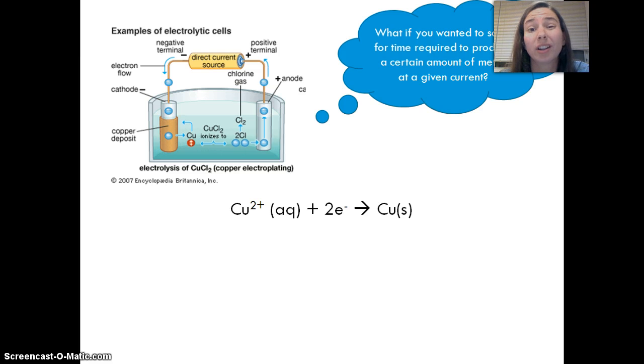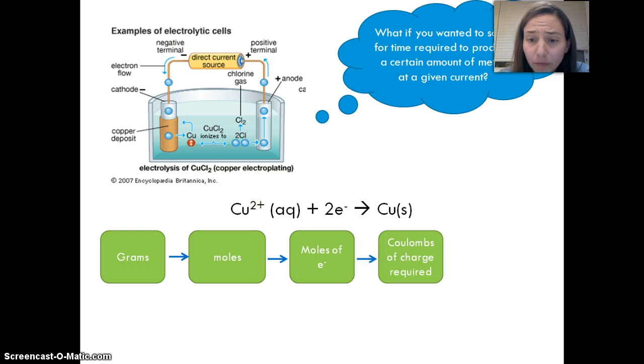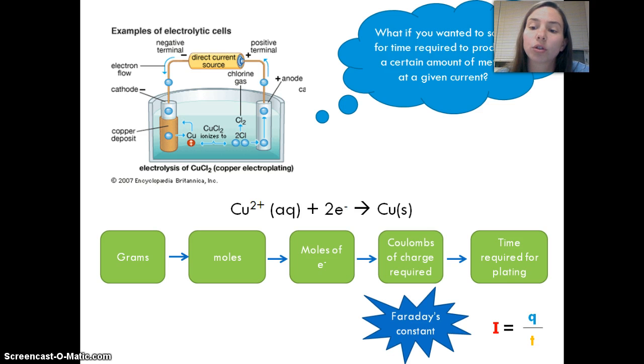Now, you could also do a similar process, but in reverse. What if I wanted to solve for time required to produce a certain amount of metal at a given current? So I'm trying to make a certain amount of copper, and I need to know how long I should run the current for. You're going to do this basic process again. So this time you know how many grams that you want. You can convert grams into moles. You can then convert moles into moles of electrons. You can use Faraday's constant to convert moles of electrons into the charge. And then remember, you're given the current as part of the problem, so you can then solve for T in our equation.